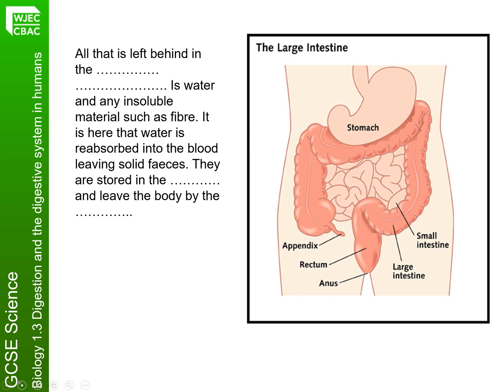So all that is left behind by the time food gets to the large intestine is water and any insoluble materials such as fibre. It is here that water is reabsorbed into the blood, leaving solid feces. They are stored in the rectum and leave the body by the anus.